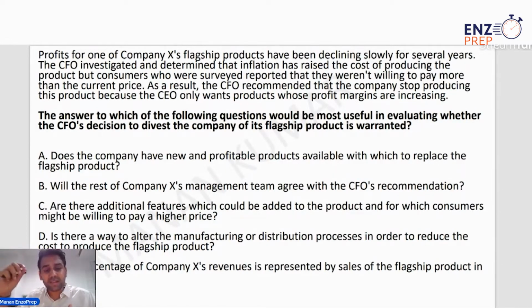So option C is definitely wrong because it doesn't give us that conclusive understanding of whether profit margins are definitely going to increase or not going to increase. And that's why option D is such a good answer. It directly hits the nail on the head.